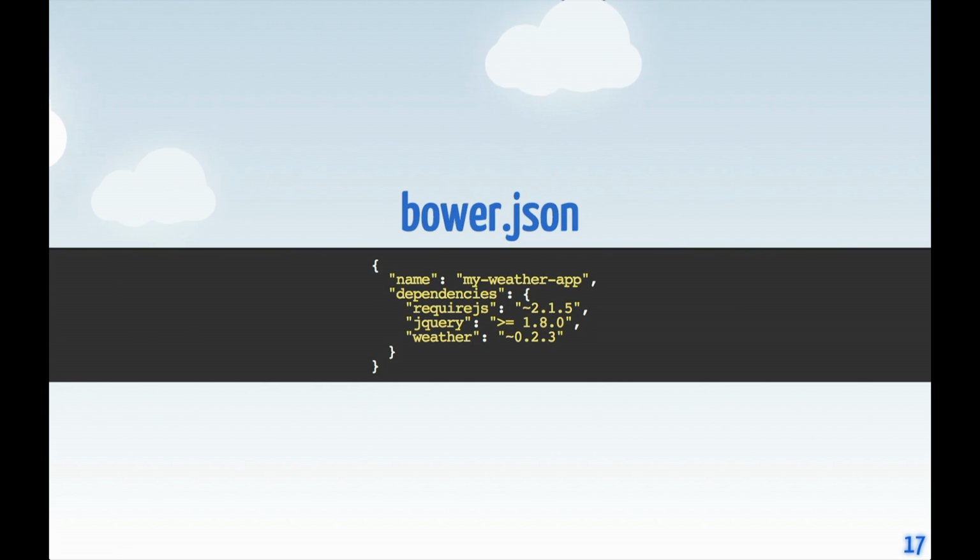So let's look at what actually happened here. This is the bower.json that was generated from what we did. And we have our required.js and jQuery dependencies that came out of the box. But when we installed weather, it also added that version here. The tilde means it's going to keep the minor version. So if that goes to 0.2.4, it'll go ahead and install that.